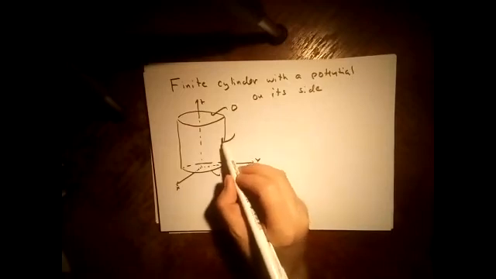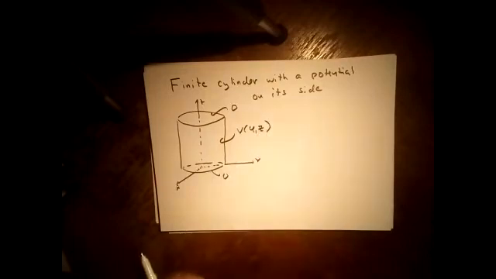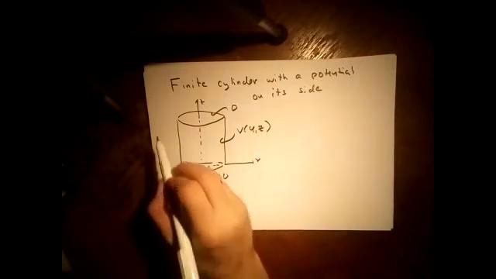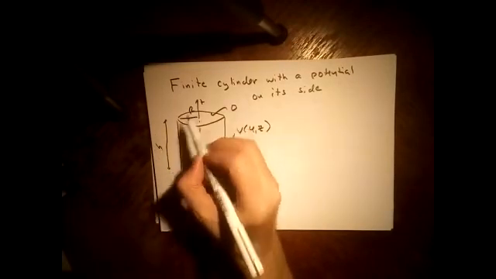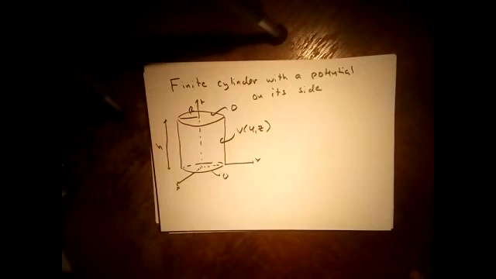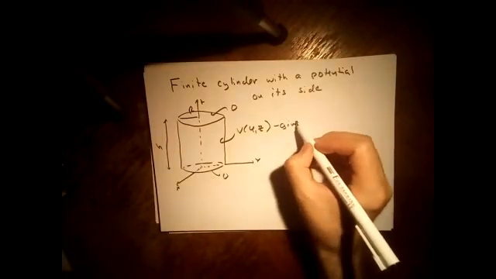And on the side, we're going to have a potential, okay, which depends on phi and z. Okay, so those other parameters, of course, we need the height, and we're going to need the radius of the cylinder. Okay, so V(phi, z), that's given.